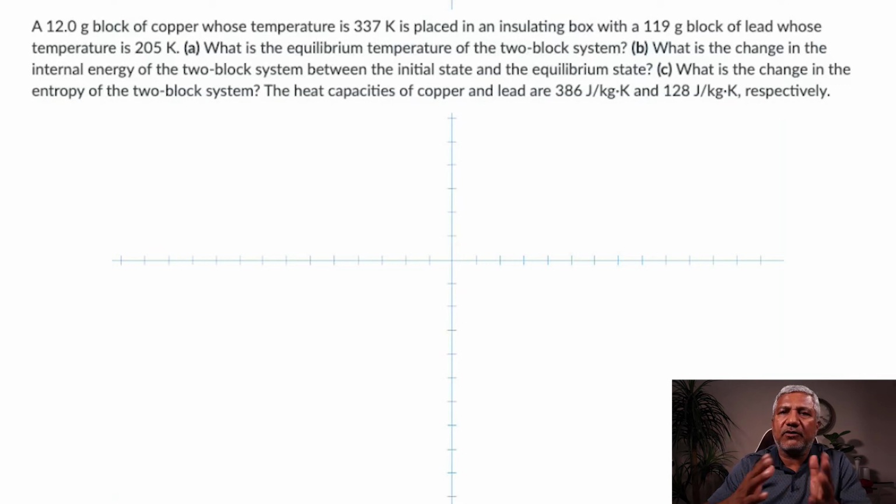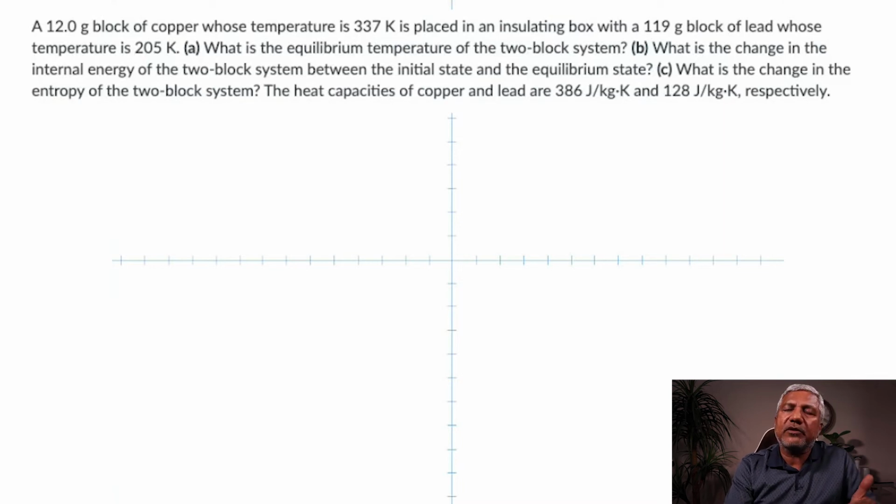But the sum total of both of them, according to the conservation of energy, must be zero. Raise your hand if you understood. Total change in energy is zero. That's what we're going to use. So first, part A says, what's the equilibrium temperature?